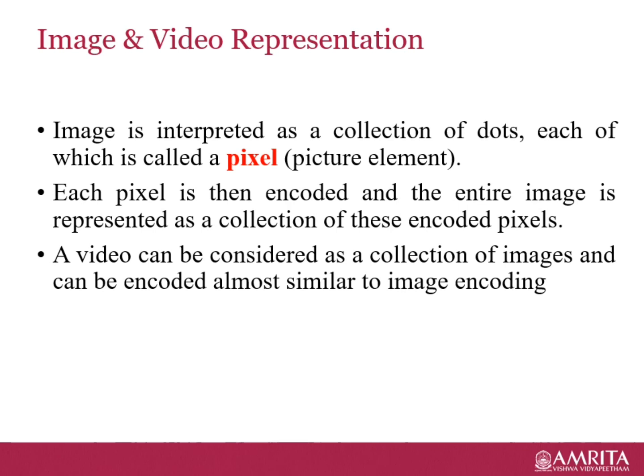Another important type of data is image as well as video data. Now we can see how the image as well as video data is represented inside the computer. An image is actually represented as a collection of dots, each of which is called a pixel. It is this pixel that is then encoded, and the entire image is represented as a collection of these encoded pixels.